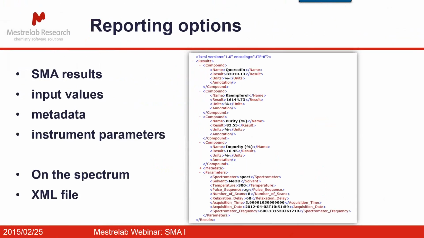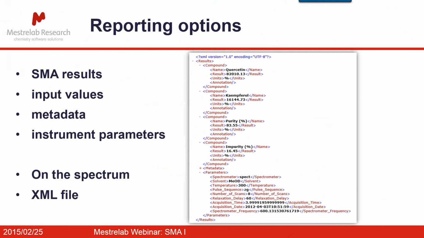So I wanted to speak about reporting a little bit. So what can you put inside reports? You can put SMA results, input values, so the masses and so on and so forth, any metadata that you happen to add, and you can also specify instrument parameters, so that's useful too.